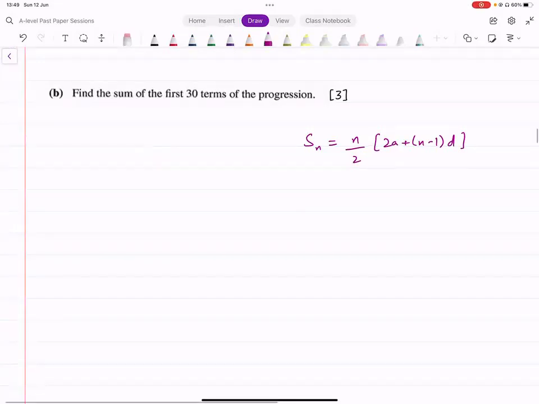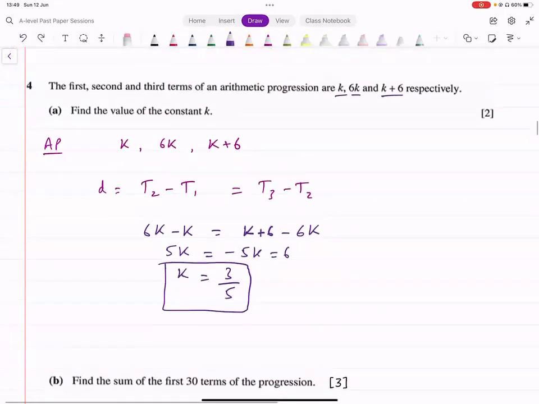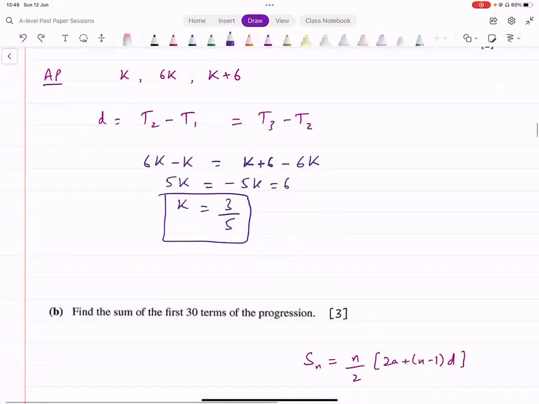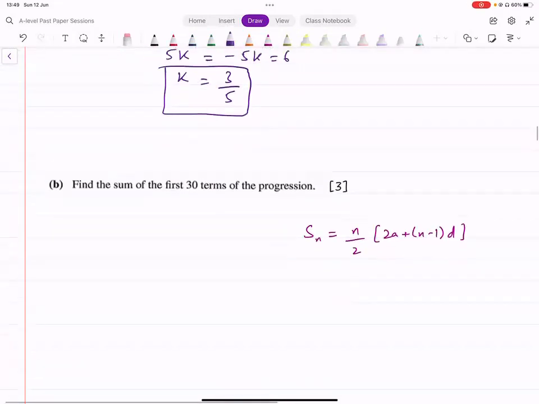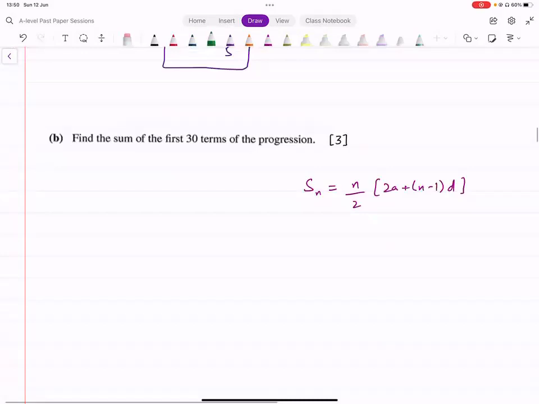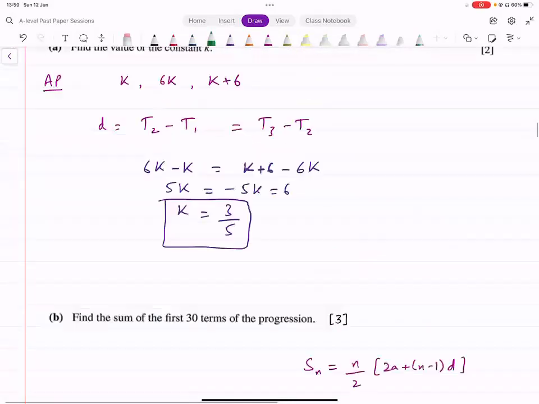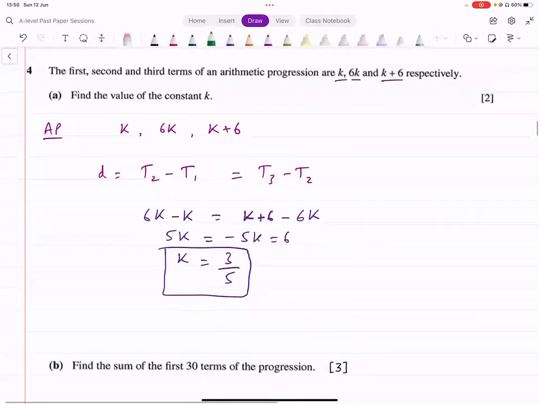What do we need for this? We need the value of n. We know that, that's 30. We need the first term. The first term is there as well. The first term is k. And we need the difference. Difference, we can figure that out. The difference is 6k minus k. You've got the difference as well. Okay, so you've got everything that you need. You just input that in the formula. But let's evaluate those things separately because right now they're in terms of k. So let's input the values of k there and evaluate those things.